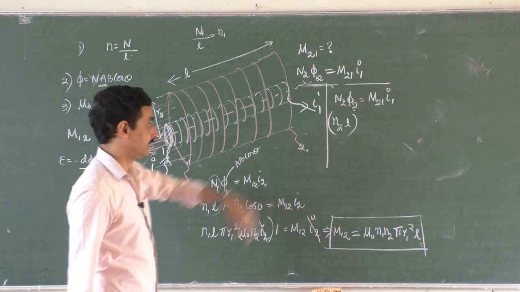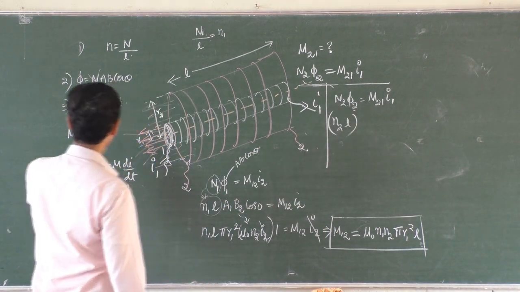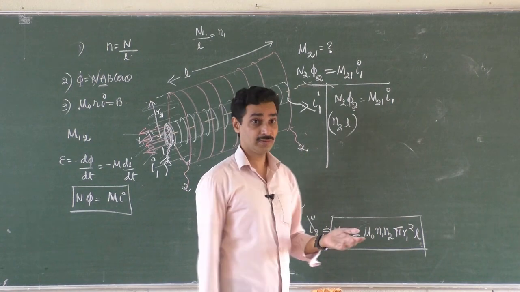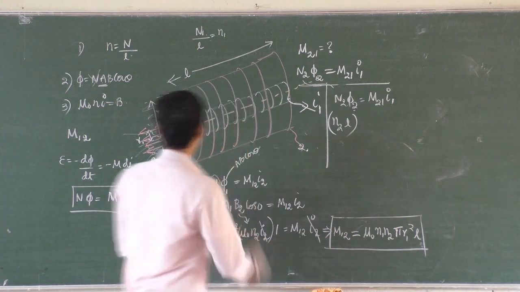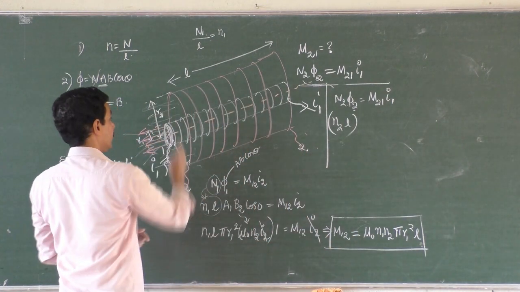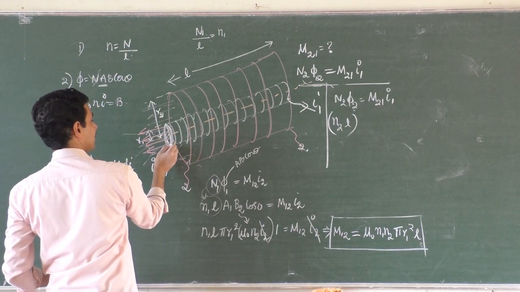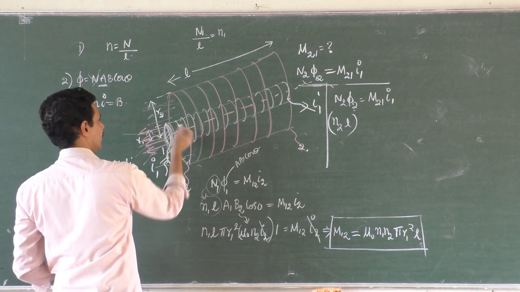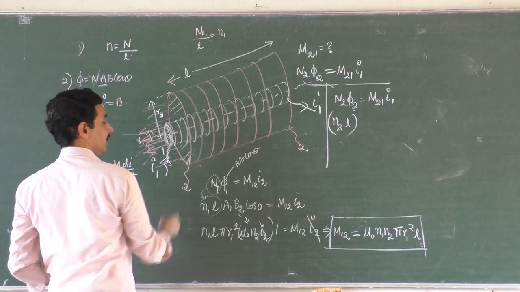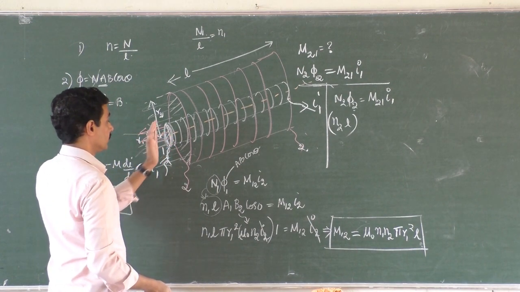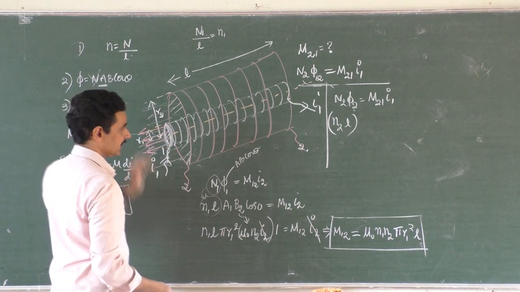Phi 2 is NAB cos theta. N is already written. AB cos theta. Area, that area through which the flux passes. You can't write pi R2 square. Hope you have followed it. Because over the full area we don't have flux because it is produced by the inner coil. Only through this area we have flux. Even though this has more area, it has no magnetic flux at all. So magnetic flux passes through only this much area.